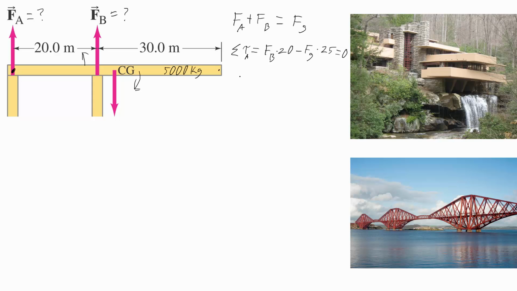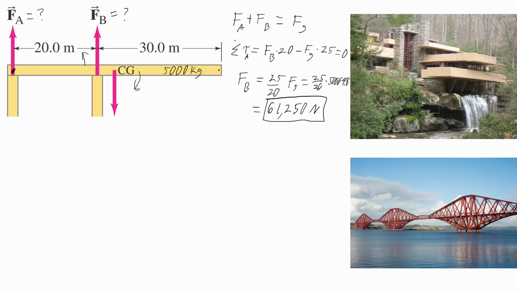So we can jump right in and solve for the weight supported, or force B. It's going to be 25 over 20 times gravity. 25 over 20 times the mass. I'm going to run out of space here. Maybe not. 9.8. Cram it in there. And we get the force is 61,250 newtons. So quite a bit of force.